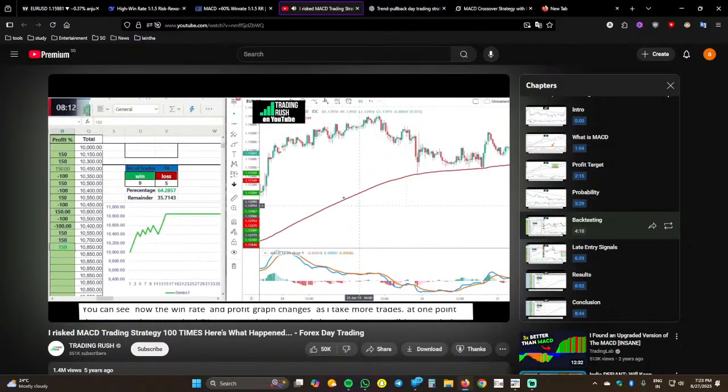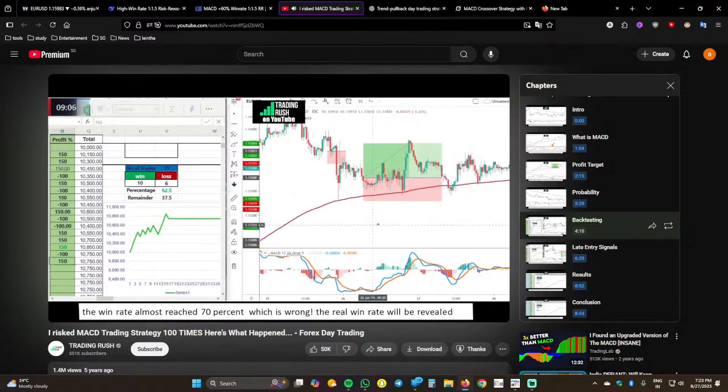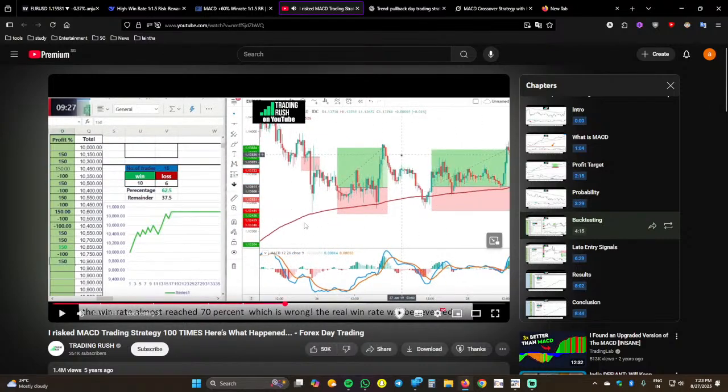You can see how the win rate and profit graph changes as I take more trades. At one point, the win rate almost reached 70%, which is wrong. So yes, he's taking all the crossovers which he sees. He took this crossover, and he also took this crossover, and he did not take this because he was already in this trade. It had not taken him out, so he was already in that trade, and he's doing it correctly.